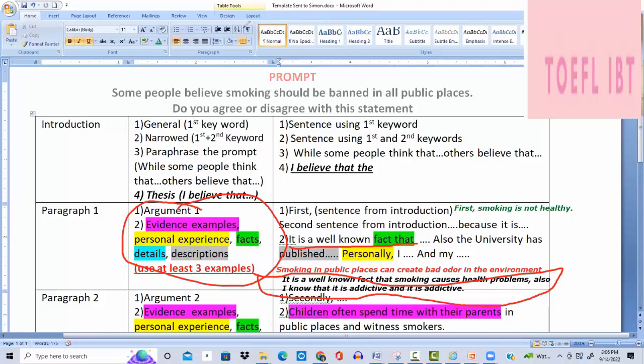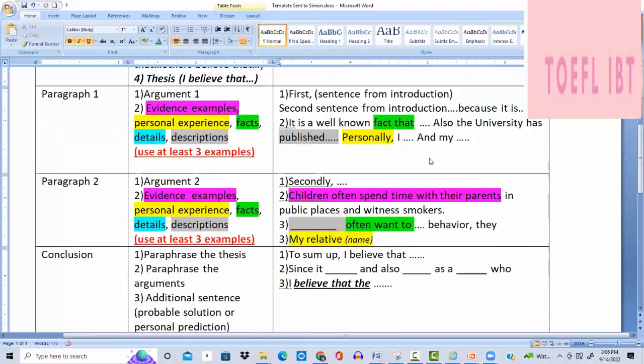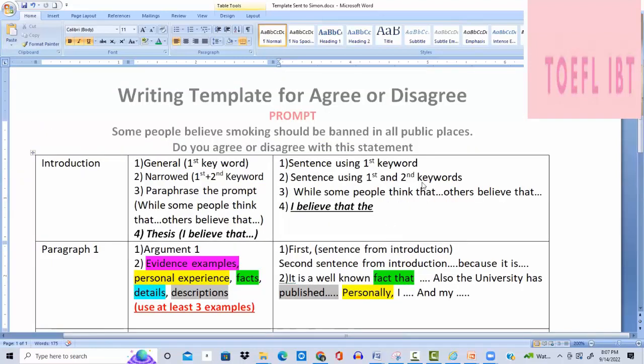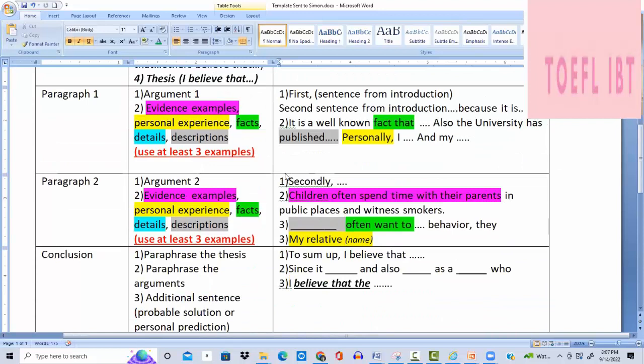Okay. So now let's go to clear. We're going to go to paragraph 2. Paragraph 2 is just like paragraph 1. Your argument 2 comes from up here. You know, we had smoke and public places. Okay. So that's what we're going to talk about here.